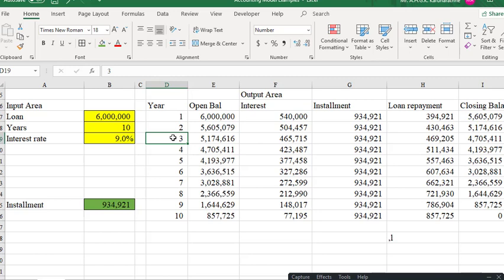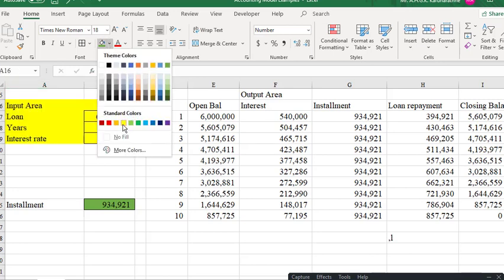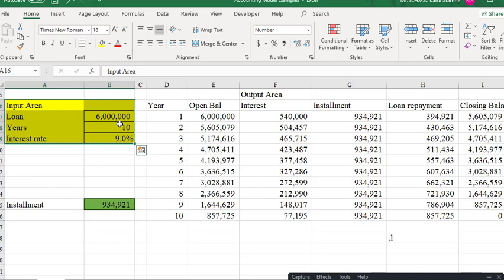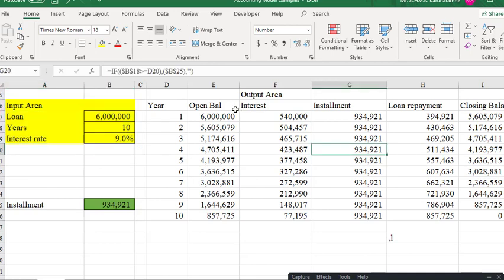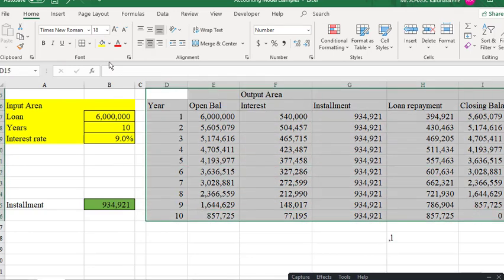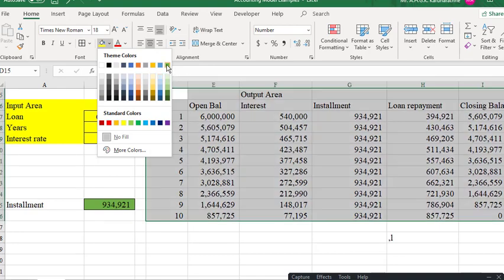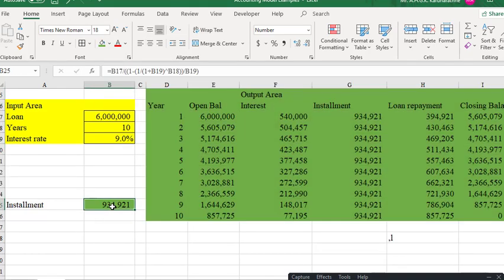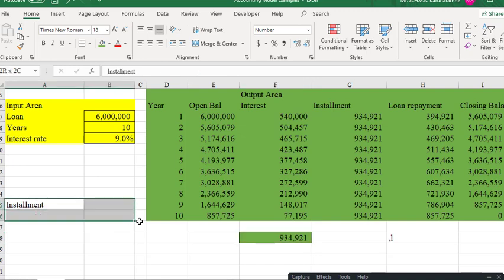The accounting model has three components. The input area, I'll highlight it in yellow color. This is our input, and this is our output area. This is also part of my output, because the installment is computed automatically. I'll take it here.